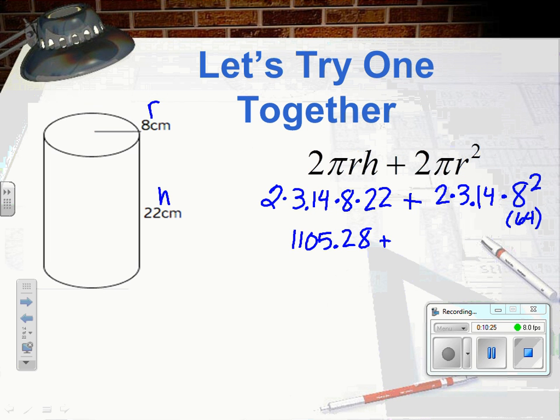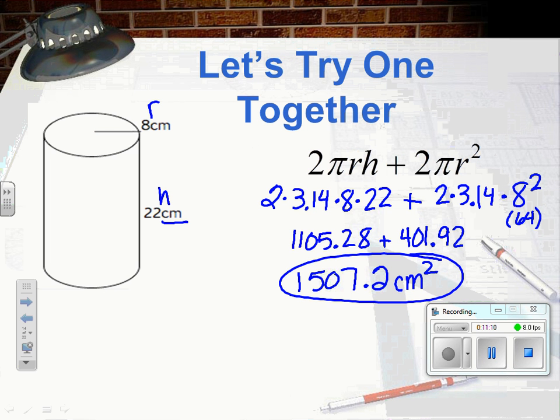1105.28. I'm not rounding. And then I'm going to say 2 times 3.14 times 64. And I get 401.92. And now I want to add these two numbers together. So 401.92 plus 1105.28 equals, and I get 1,507.2, and since my unit is centimeters, centimeters squared.